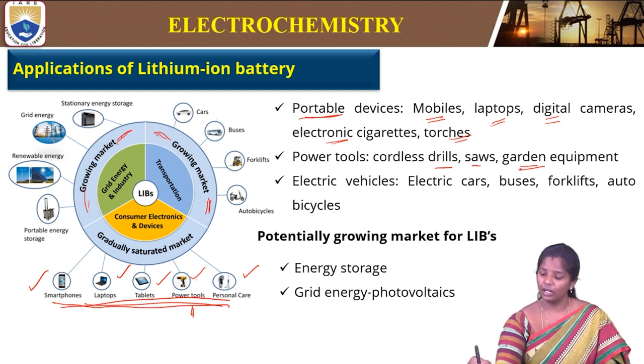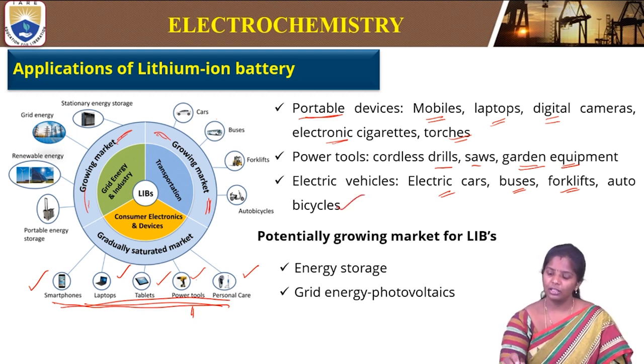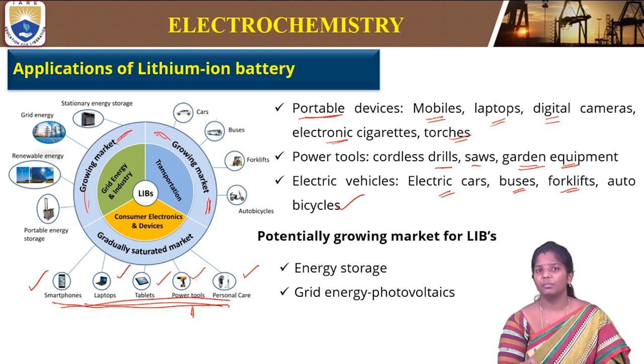For these, the batteries can be used for high power. Then electric vehicles like electric cars, buses, forklifts, and auto bicycles, all these have wide applications. Now there is also a potential market for lithium ion batteries.